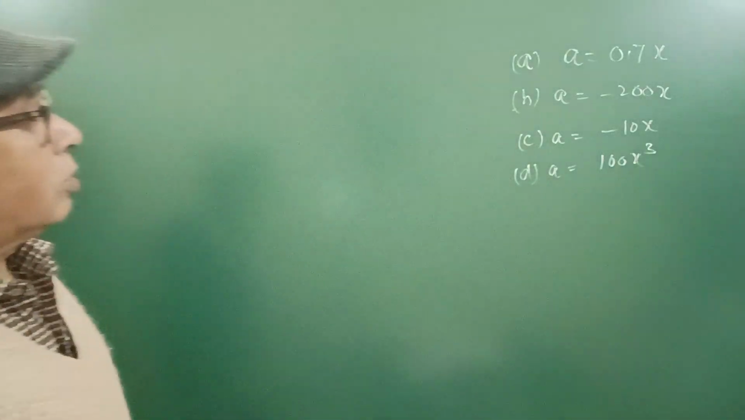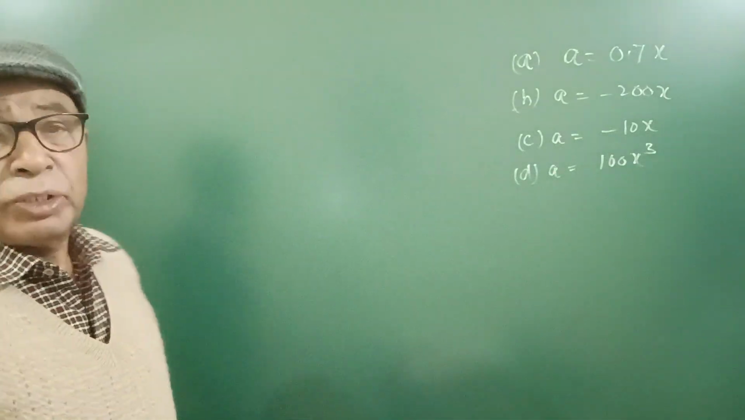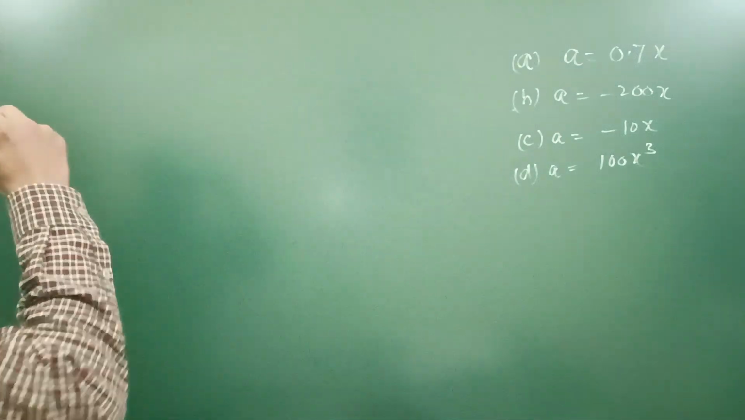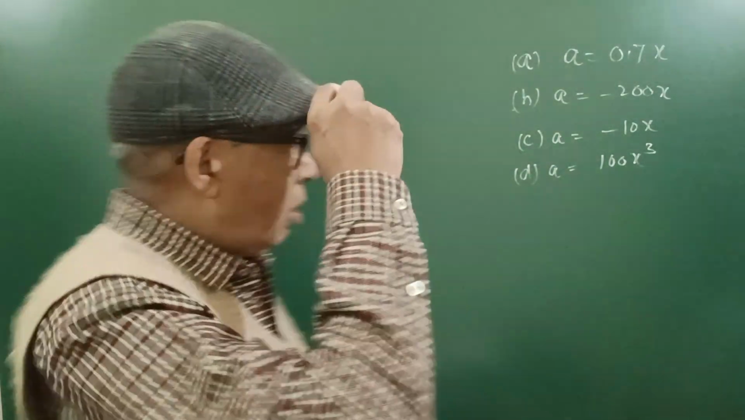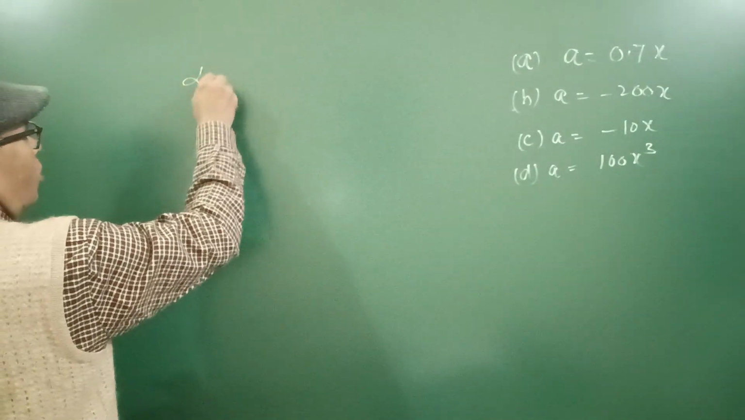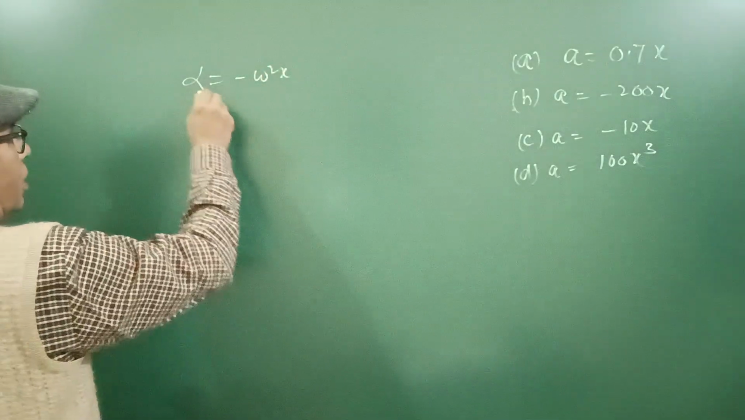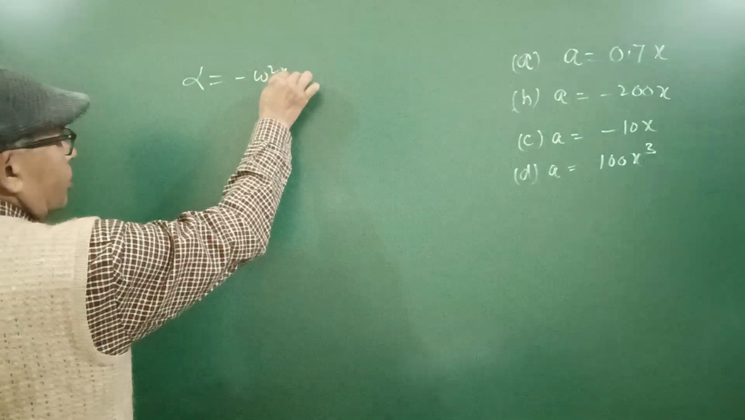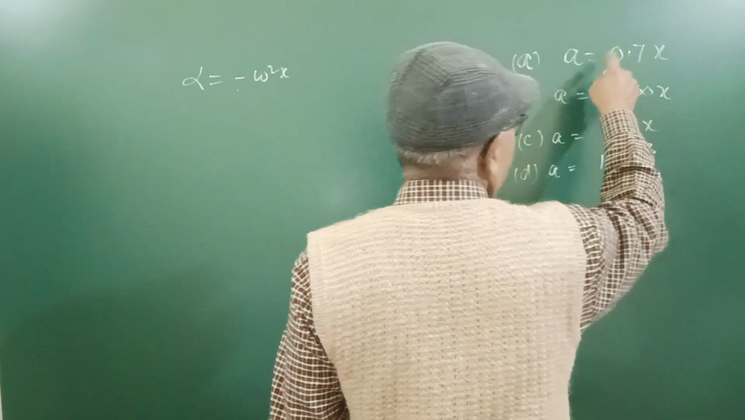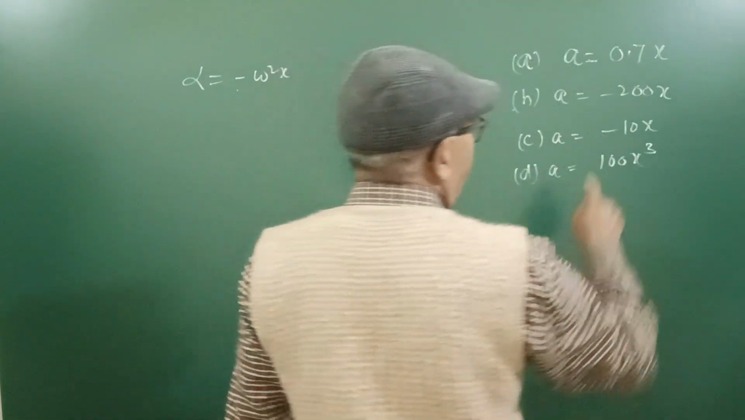So you are asked which equation represents simple harmonic motion, and give the time period of that motion also. For simple harmonic motion, alpha equal to minus omega square x, in case acceleration is proportional to displacement. So here it is x, but it is not minus here. So it is minus 200x.